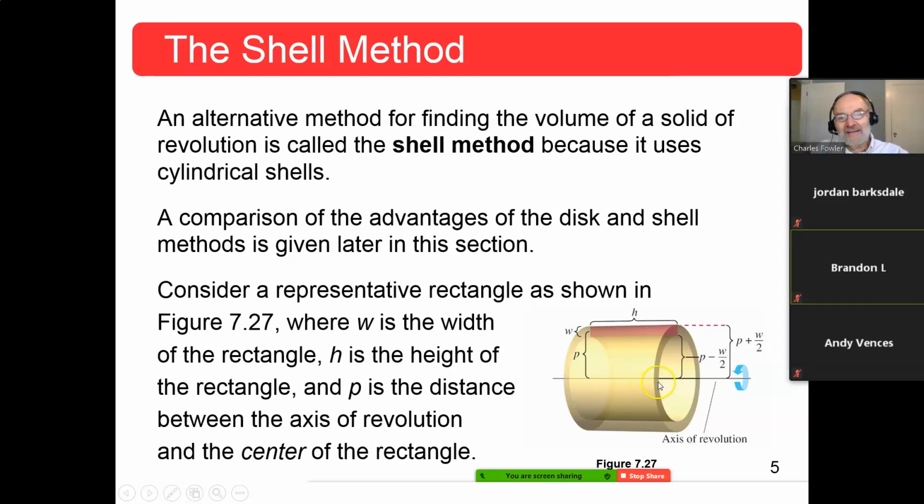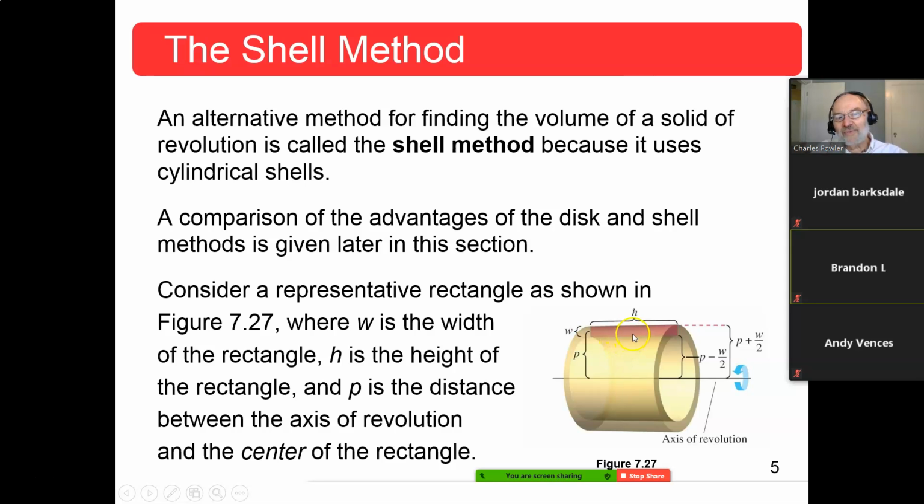If you think back on the disk method, the W was always along the axis of revolution. Now your W is perpendicular. So this is one big difference here. Your incremental thing is now perpendicular to the axis of revolution, not parallel to it. So that's going to be an issue.